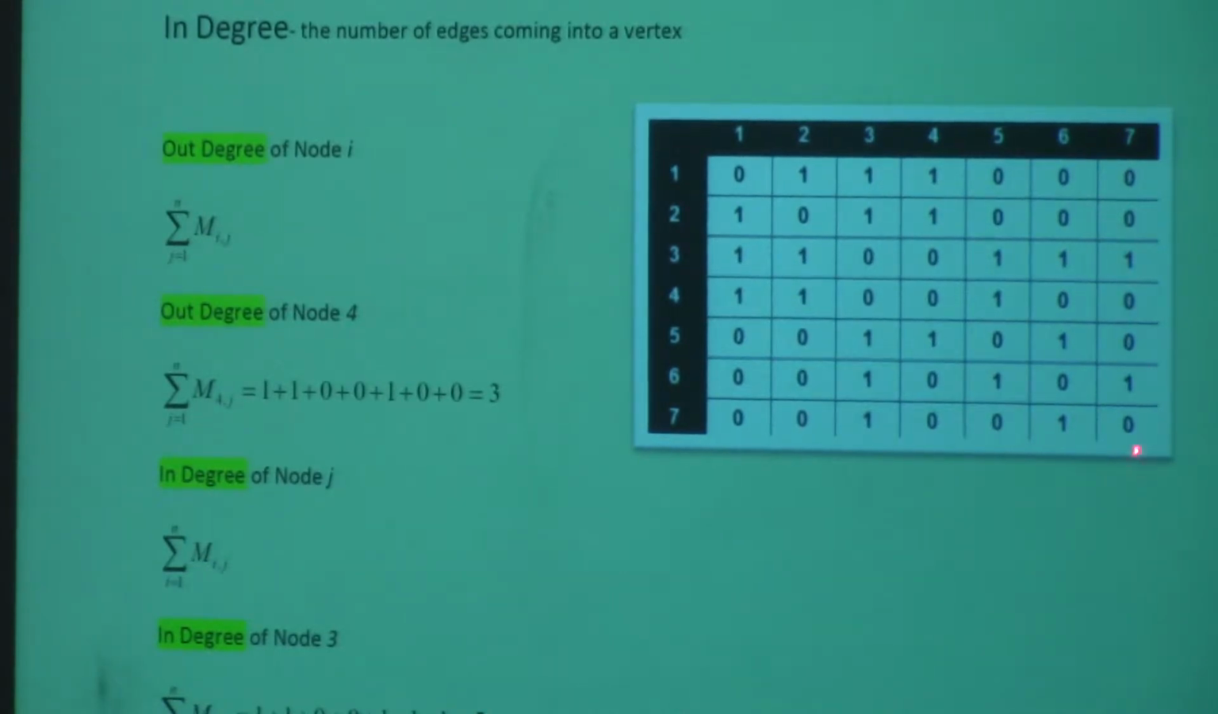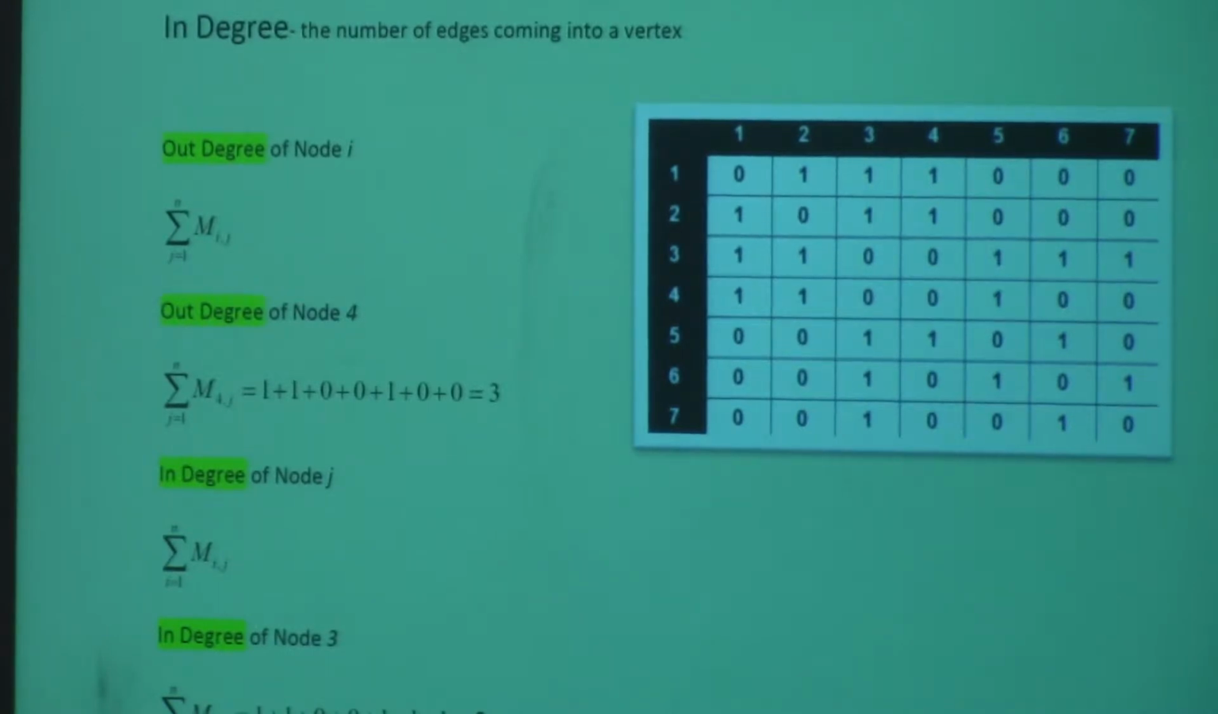The in degree is, if you look over here, for example, at column 7, the reason this is a 1 is because 3 goes to 7, and this is a 1 because 6 goes to 7. So if you look at all the column entries in column 7, those are all of the incoming edges into that vertex. So if you sum down the column, you're going to find out the in degree.